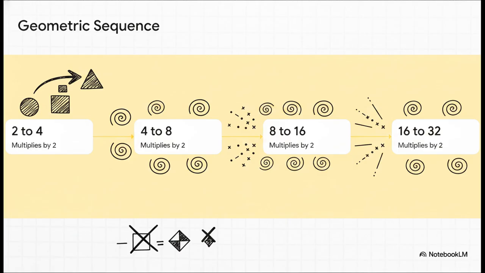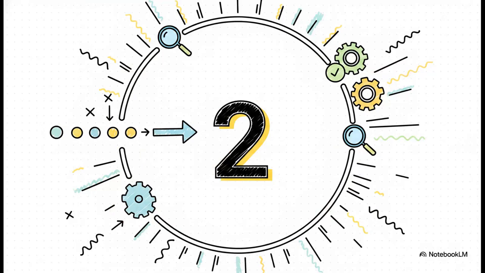Look at that. We are seeing rapid multiplying growth happening between each progressive step. So the crucial point is that our multiplier here is exactly 2. We call this the common ratio. Remember, we find this constant ratio by dividing a term by the one right before it. Because it consistently multiplies by 2, this right here is a geometric sequence.